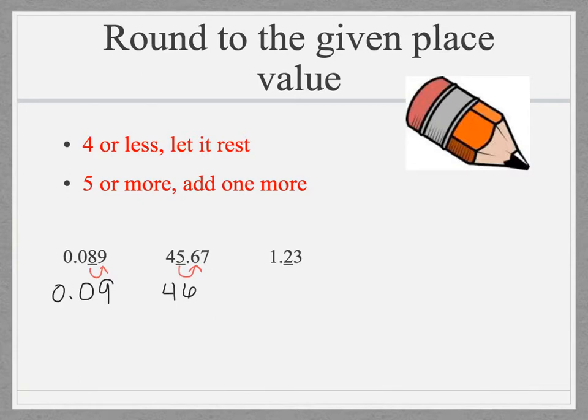In our last example, we have 1 and 23 hundredths. We're rounding the 2 in the tenths place. I'm drawing my arrow to the right to look at the number. That number is 4 or less, so I'm going to let the 2 rest. But remember, you still need everything before it. 1.2, or 1 and 2 tenths, is our rounded number.